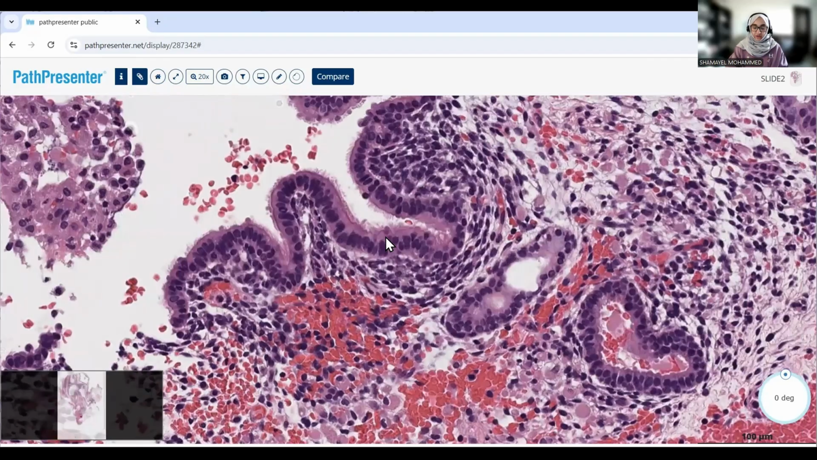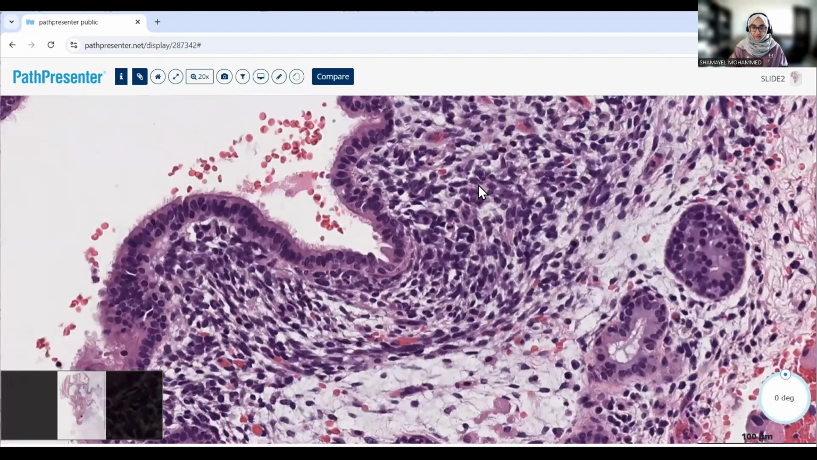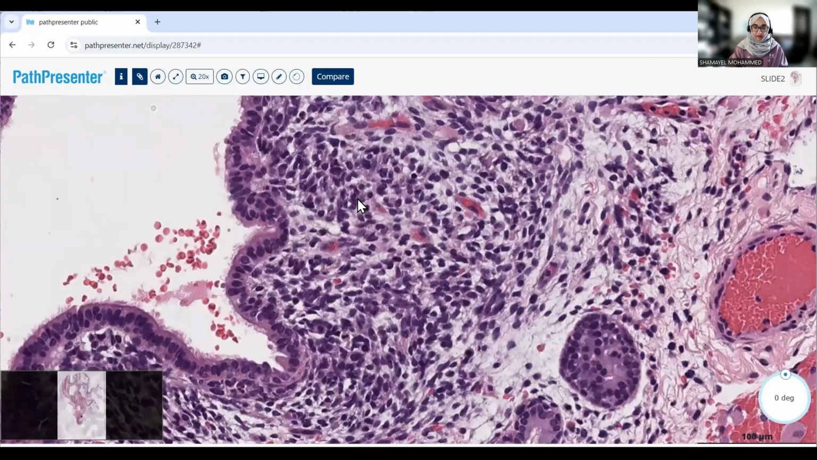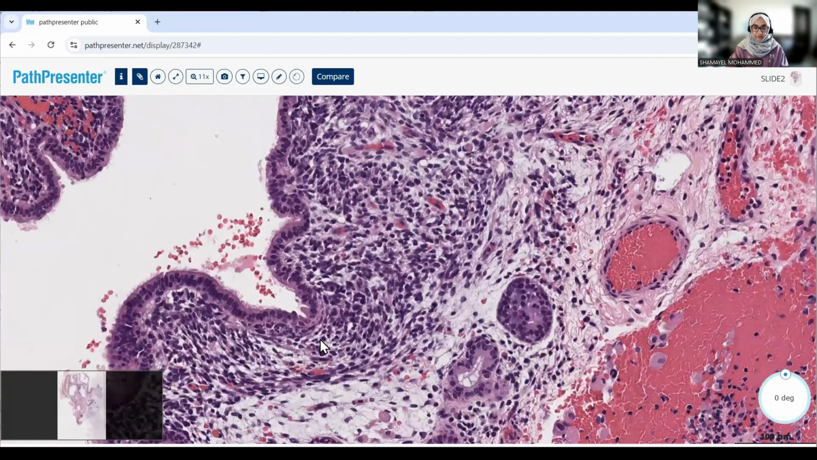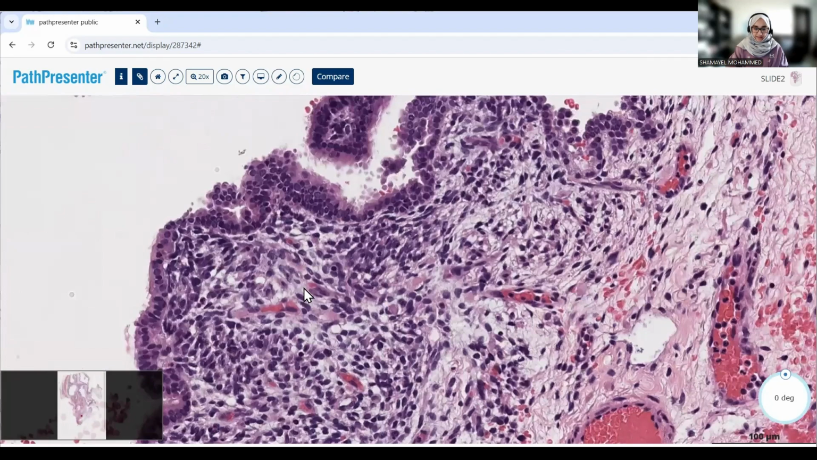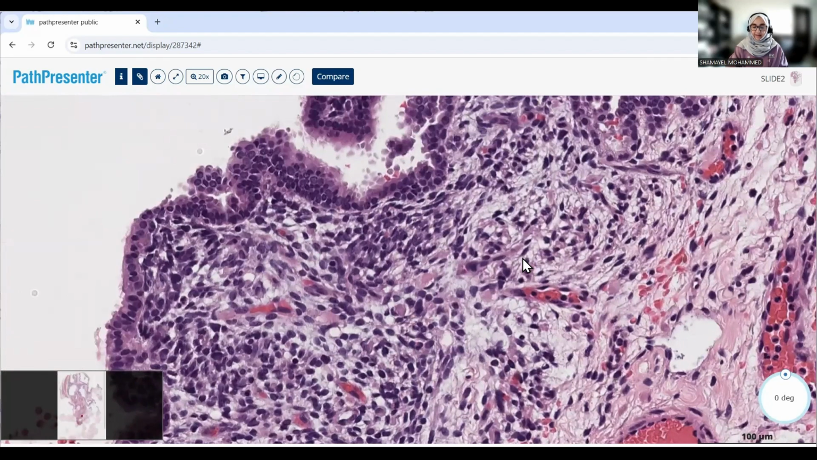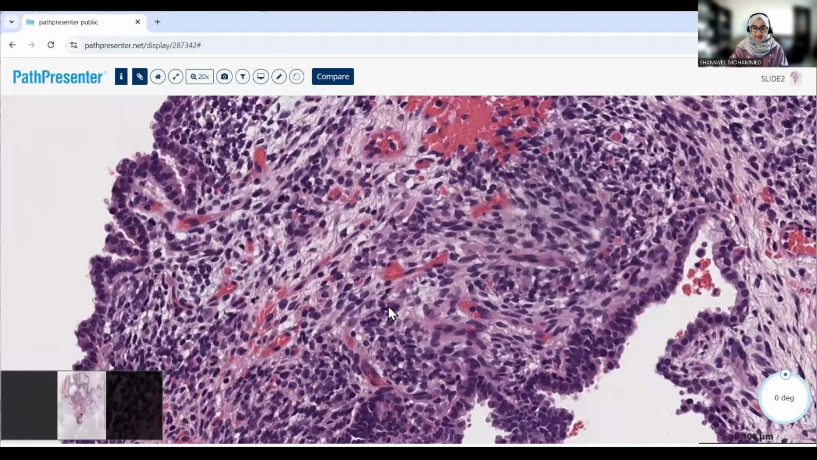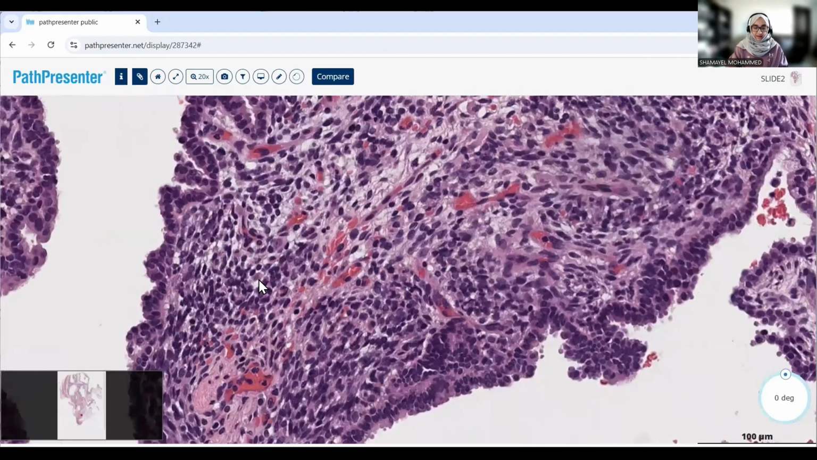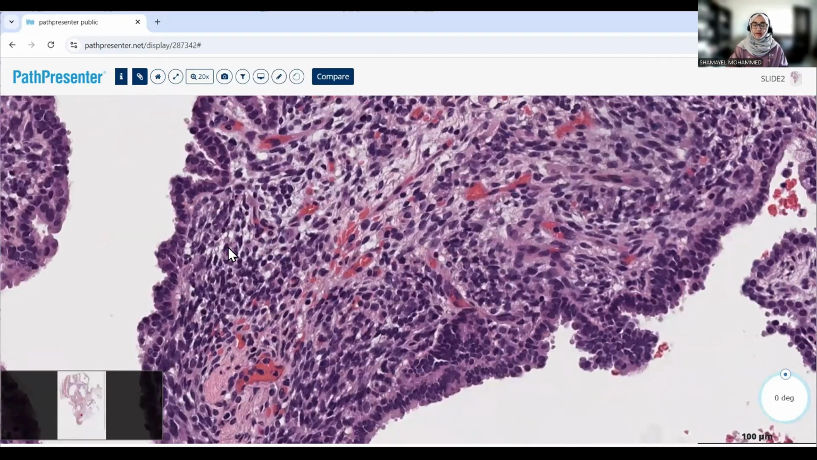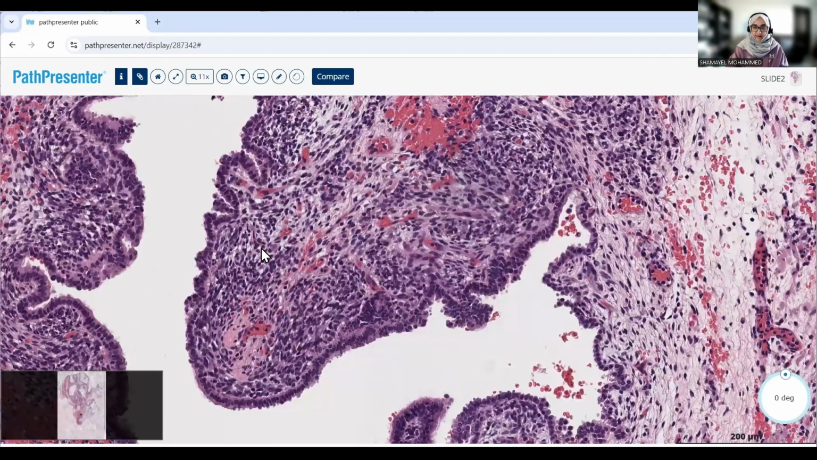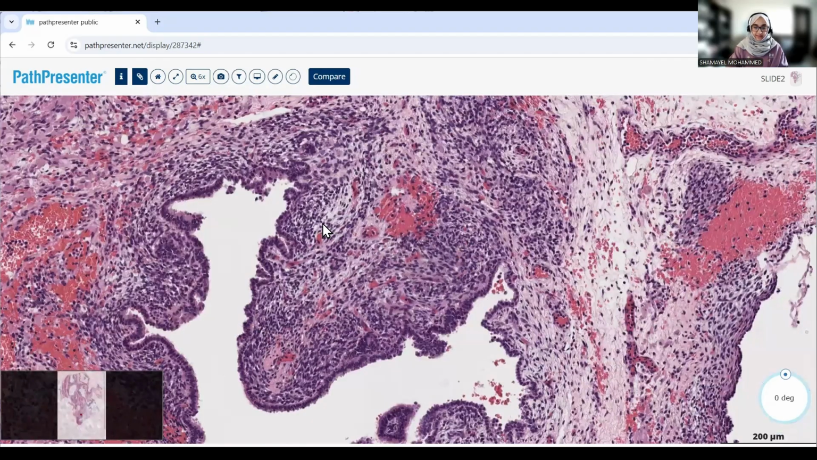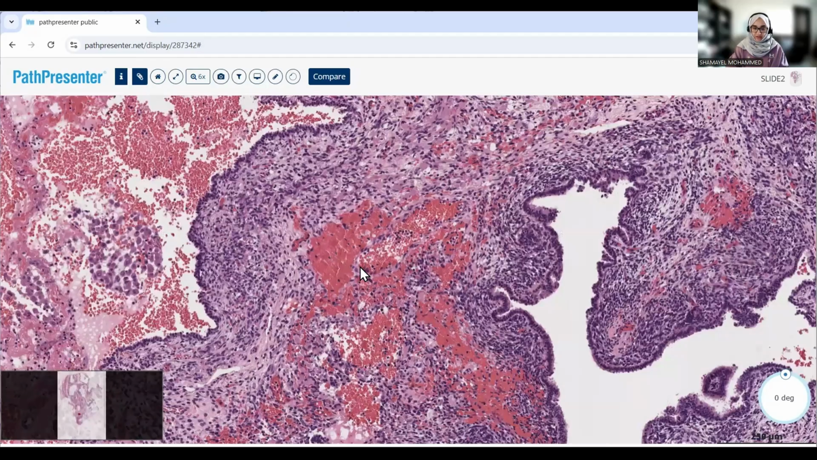There is a proliferation of atypical primitive looking spindle cells with high N/C ratio over here, and some of them have this eosinophilic tailing to them. Then over here again, you have this lining of columnar epithelium and then proliferation of these atypical primitive looking spindle cells hugging the epithelium, almost like a cambium layer that you see in some childhood sarcomas.